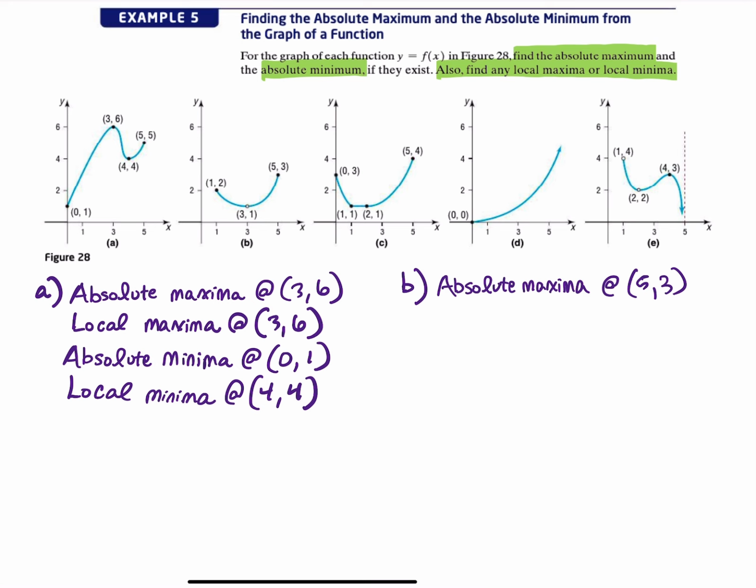But no absolute. I'm sorry, not absolute. Or there's no absolute minima in this case. Let me say that. Let's go back and look. So we had the absolute maxima. Yeah, there's a point that's greater. It's higher than every other point. We do have this point. It looks like a minimum point. Looks like a local minima and also the absolute minima.